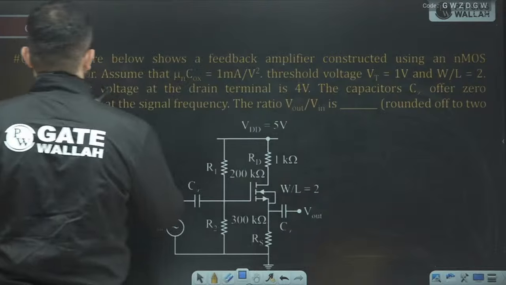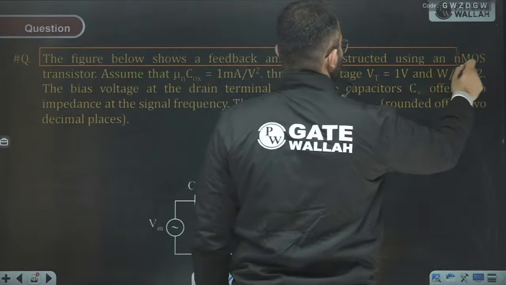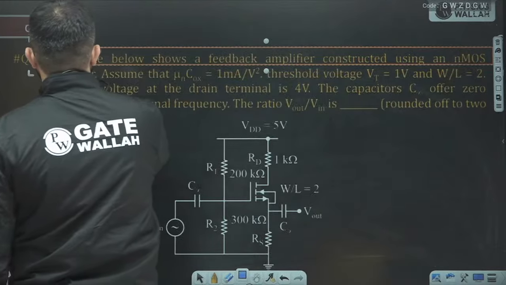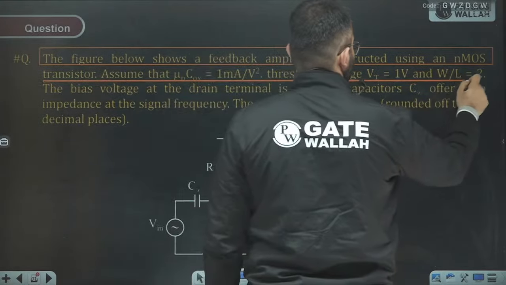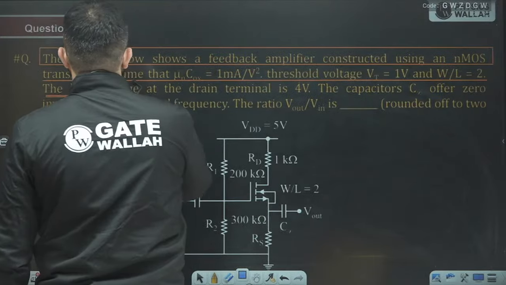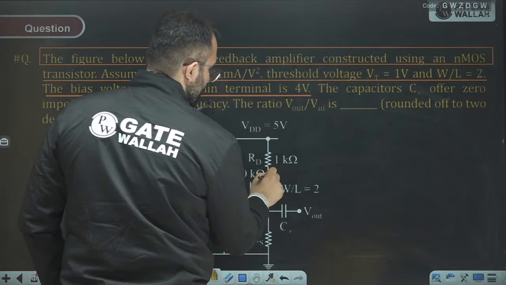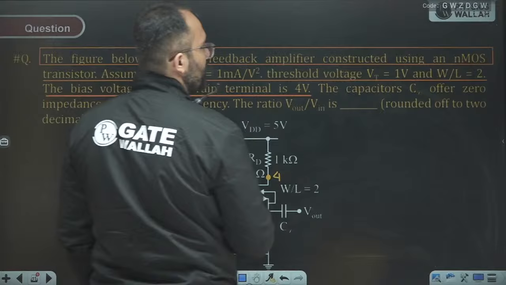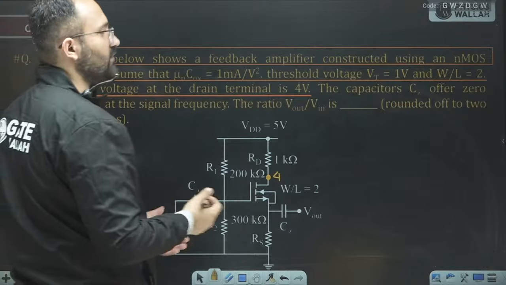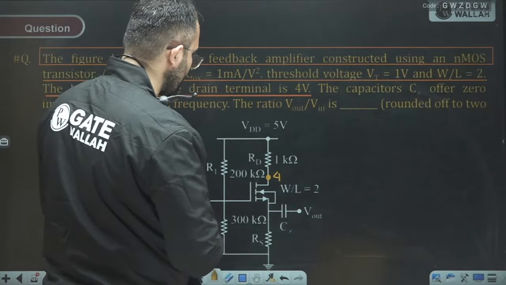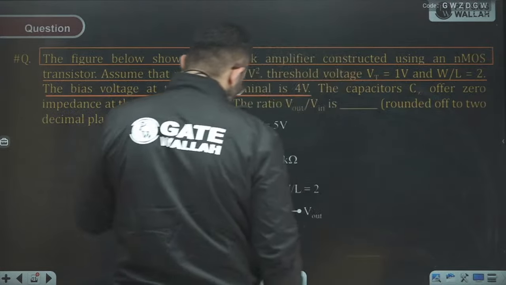to the next question. The figure below shows a feedback amplifier constructed using an NMOS transistor. Assuming that mu and Cox are given, threshold voltage is also given, and W by L is 2. The bias voltage at the drain terminal is 4. The capacitor offers 0 impedance at the small signal. So we have to find out the small signal voltage gain.